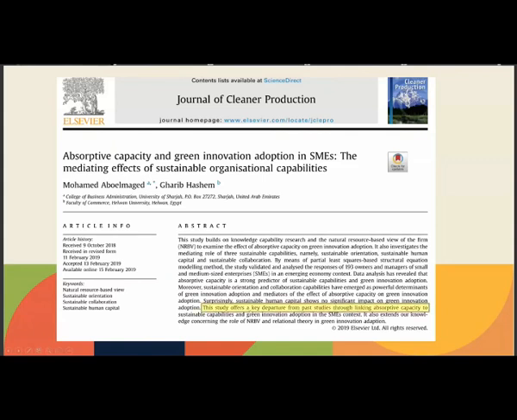So you can see, okay, they actually offer something new from the past study. They fill in the gap from the past study. They link absorptive capacity to sustainable capabilities and green innovation adoption in the SMEs context, because absorptive capacity is usually a topic for large organizations. So that's how they fill that gap. Okay? So they offer a new insight from the past study.